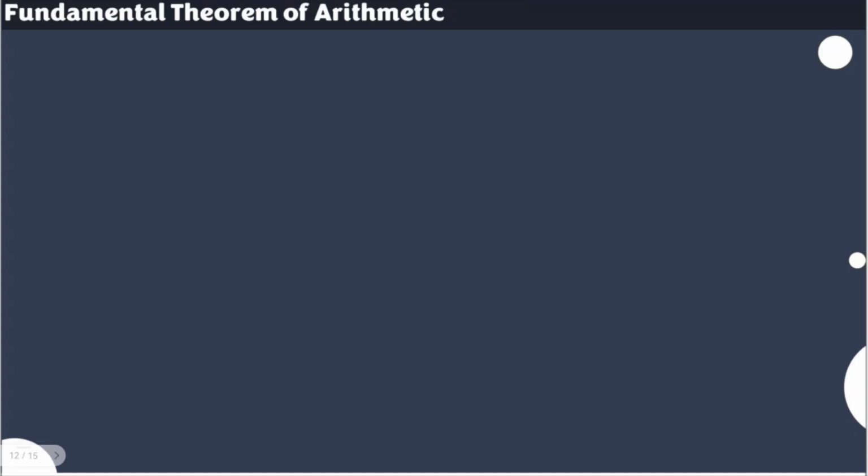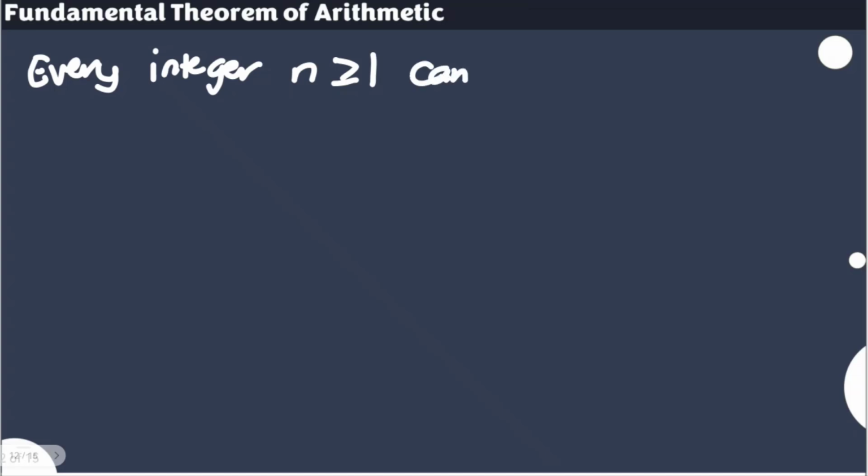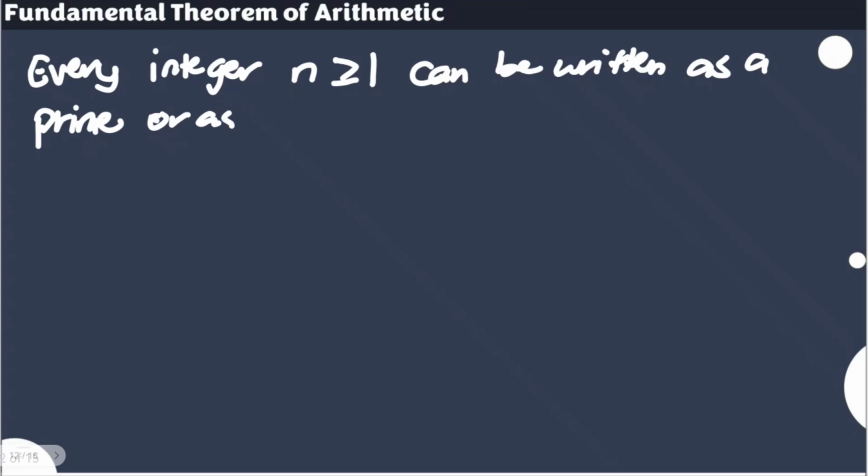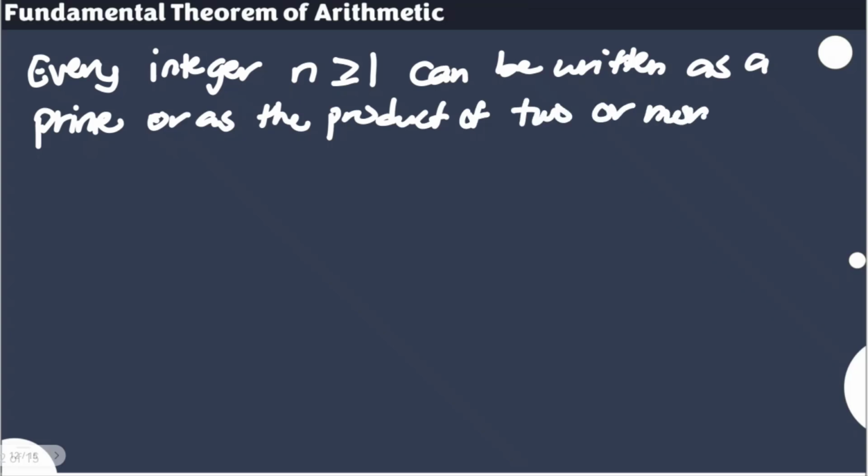Okay, so for example here, let's start with the fundamental theorem of arithmetic. This states that every integer n greater than or equal to 1 can be written as a prime, or as the product of two or more prime numbers.